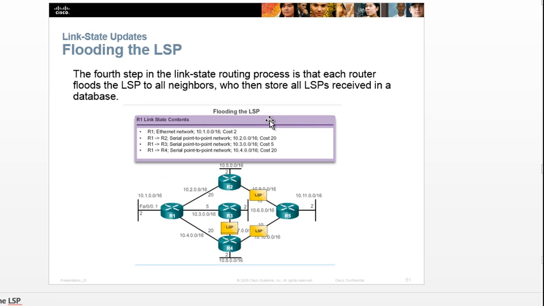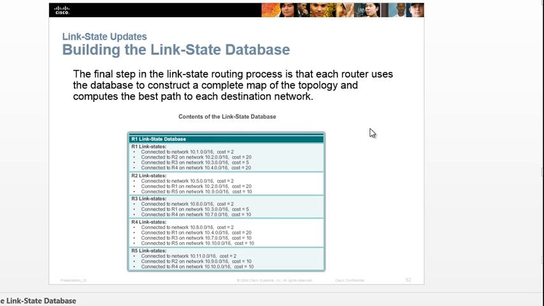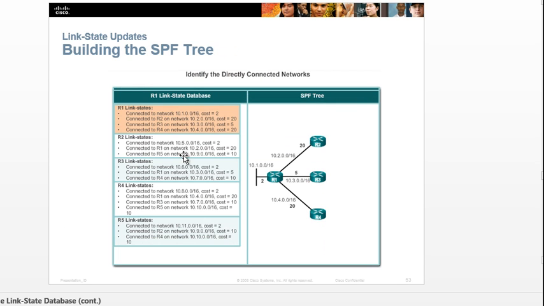So finally, once we've built these LSPs, we flood the network with them. We do that by each router flooding that LSP to all of its neighbors, who are going to store that in their own databases. And then the final step will be to take that LSP from each router and construct a complete map of the network. So now each of the devices on this network are going to know where each of the devices are. And here they're showing that again with the SPF tree.